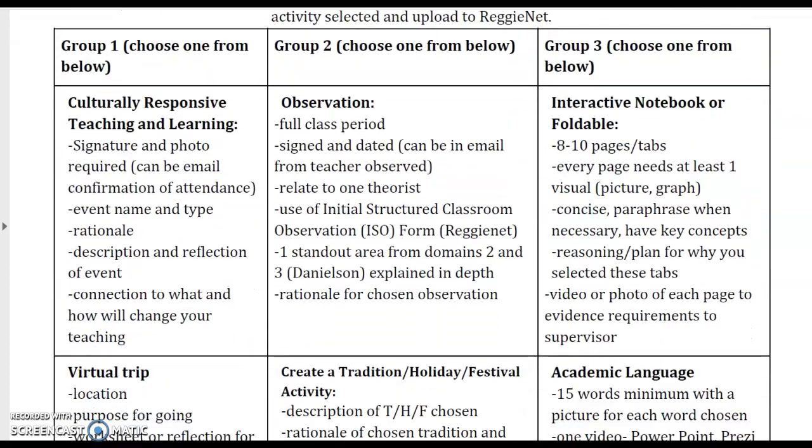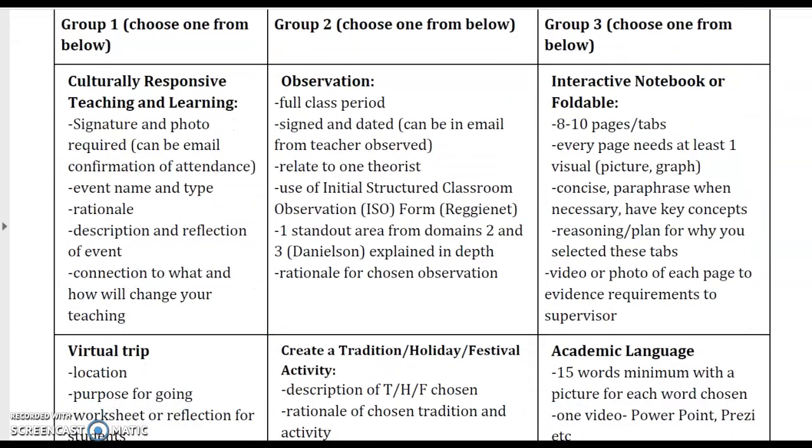Moving on to Group 3, the first option is an interactive notebook or foldable. Again, this is the exact same criteria as for the science requirements. It would just be an interactive notebook or foldable that would be applicable to a social studies topic.